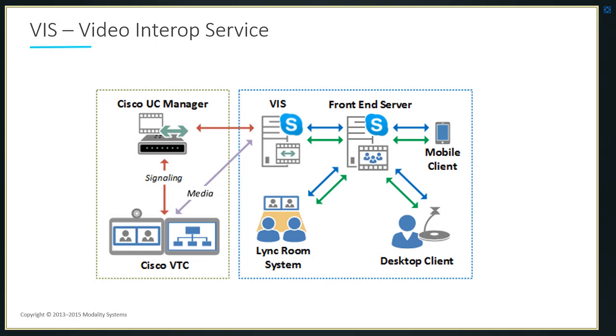As you can see around the Skype for Business front end, you can join not only from the mobile client, but a desktop client and also the Lync room system, or Skype for Business room system, to rename it. All of these can do the native interoperability back to the Cisco endpoint. As you can see, the red arrow, the signaling for the setup goes via the UC Manager, but the media goes direct between your video interop server and the Cisco endpoint as well.